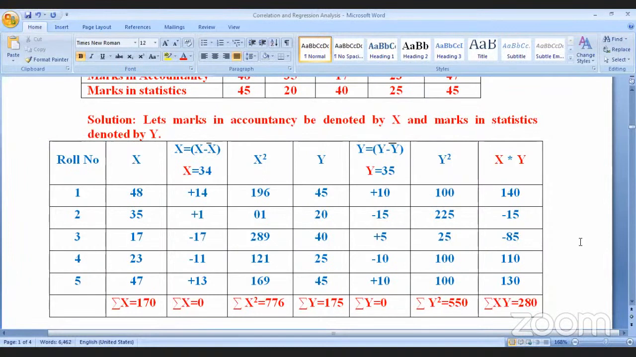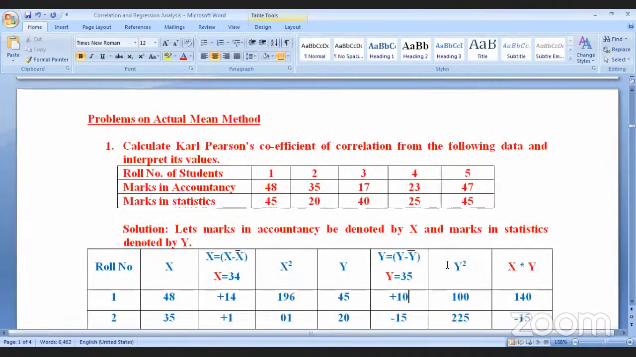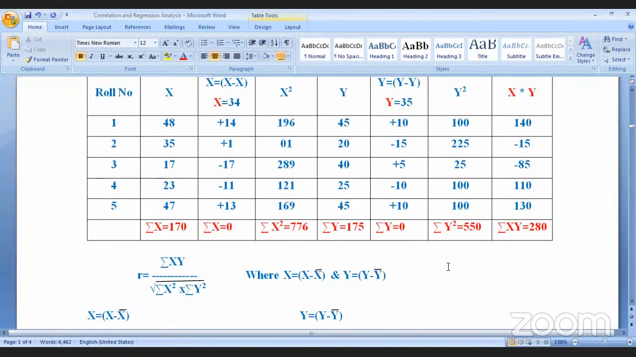Okay. So next one here. See, these are the X variables and these are the Y variables. Simply we copied from the question paper itself. And then after that, we have to define whether we need to apply the actual mean method or the assumed mean method. To know that, what we have to do here is simply use one formula.